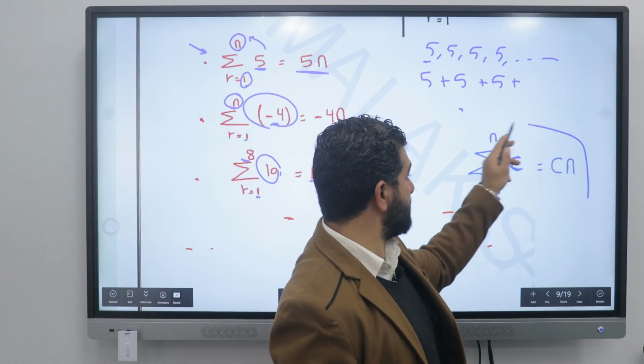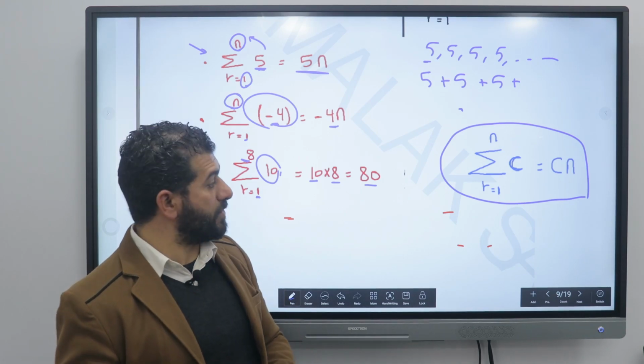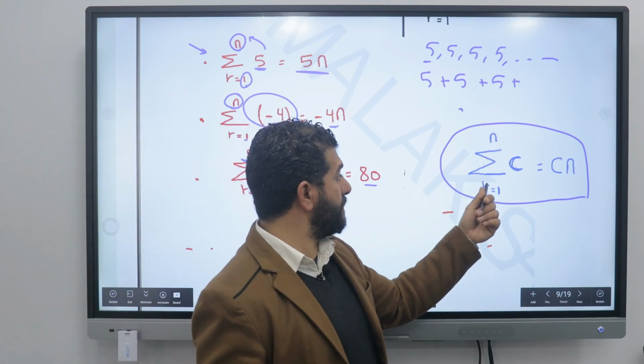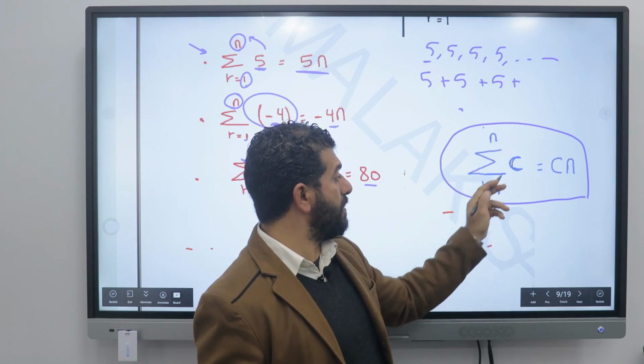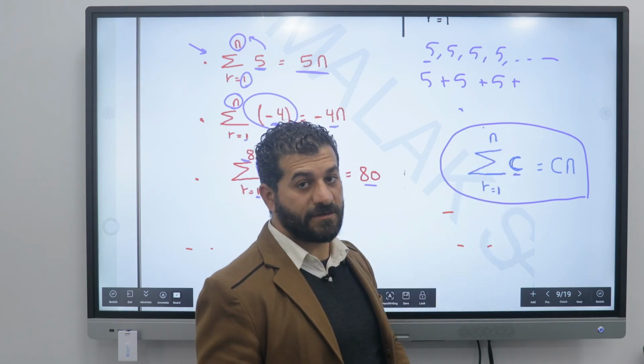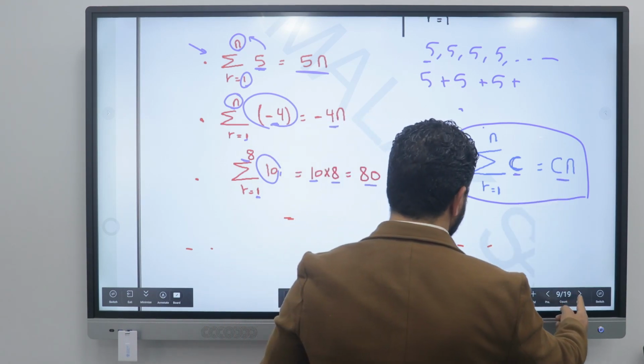So the sum of all terms of any sequence from the first term to the nth term of C, where C is a constant, you will multiply C by n. This is the first series.